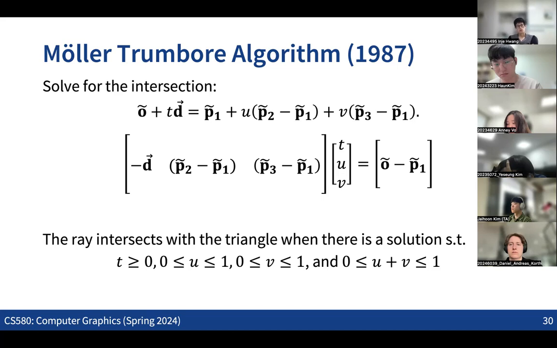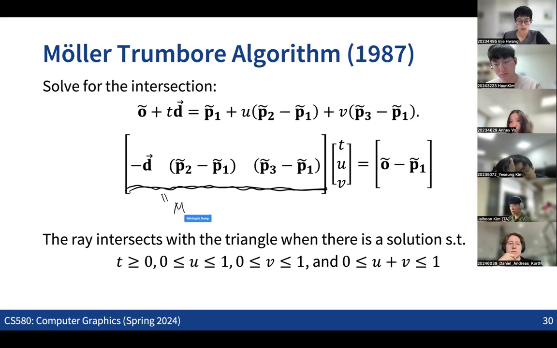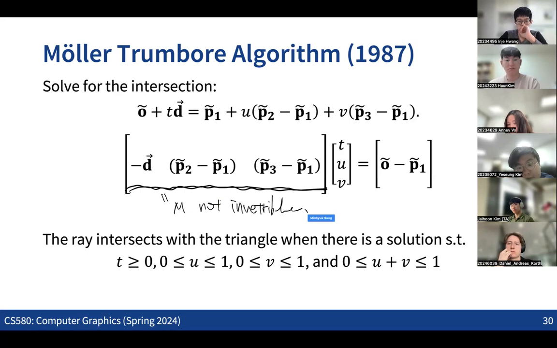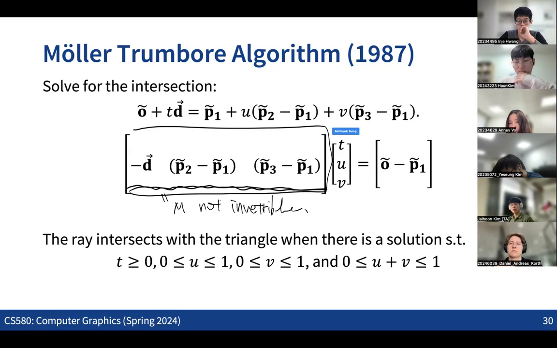Here, one quick question is: what would be the case that this matrix is not invertible, so we cannot have any solution? What would be the case that we cannot have a unique solution? Question? What is the case that this matrix is not invertible, so we cannot specify the unique solution?